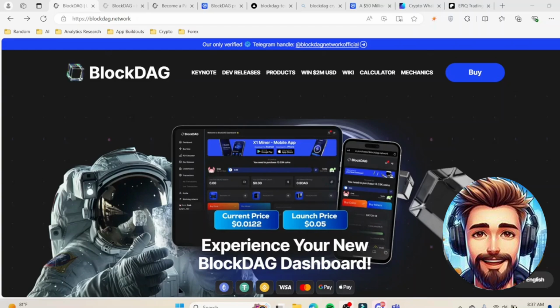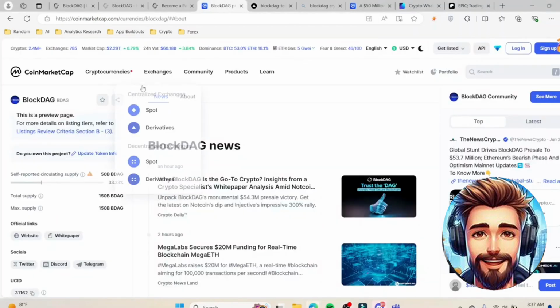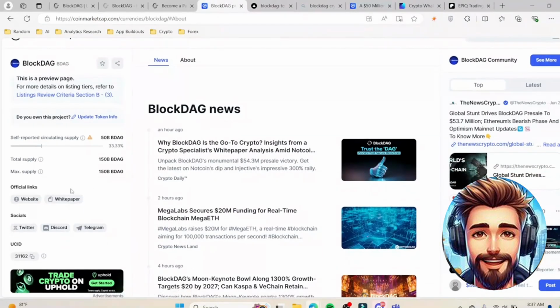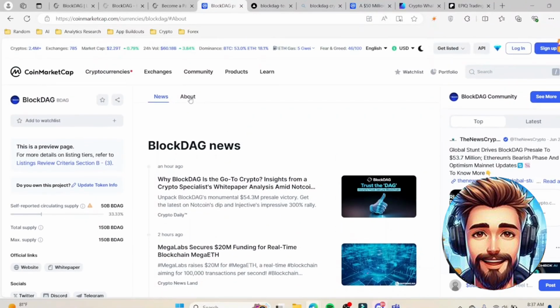My name is EQ, and today we're going to be going over BlockDAG, which is probably one of the most popular projects that's out right now. And it's so new that if you try to go look it up on CoinMarketCap, it doesn't necessarily exist yet because they are still in pre-sale. So all you're going to see is news and such, but you're not going to see any charts or anything that you would typically see on these cryptocurrency ratings.